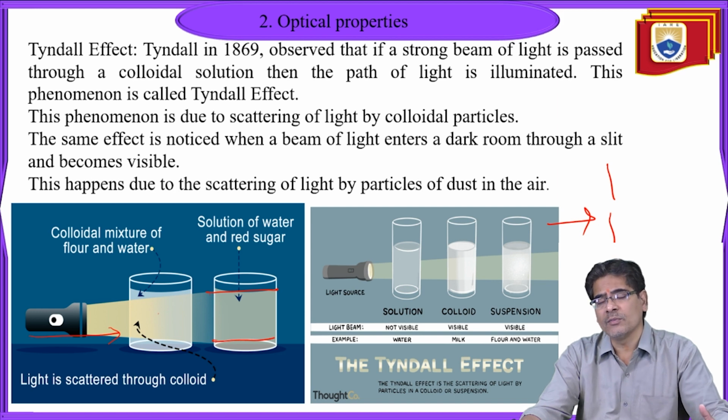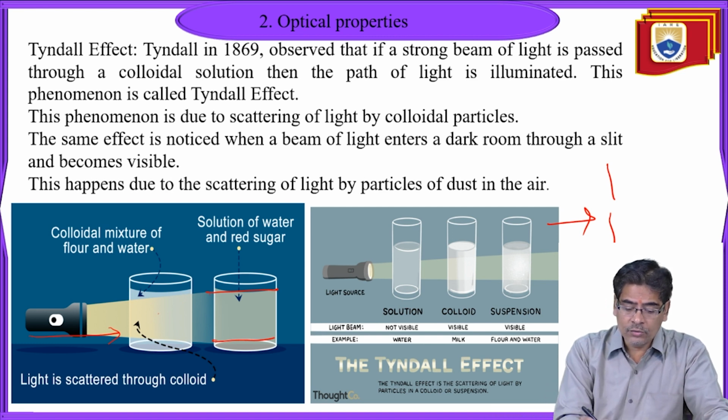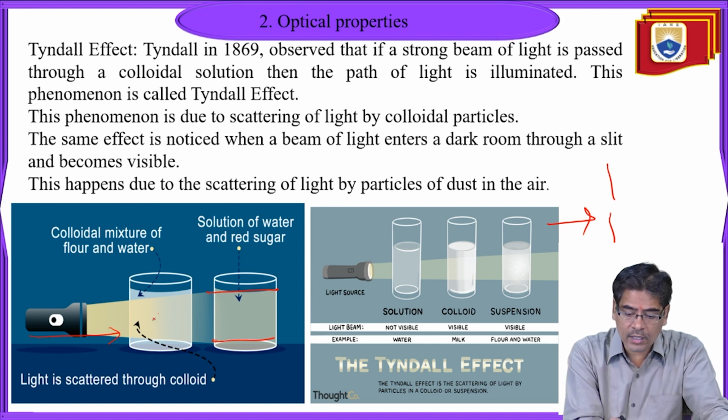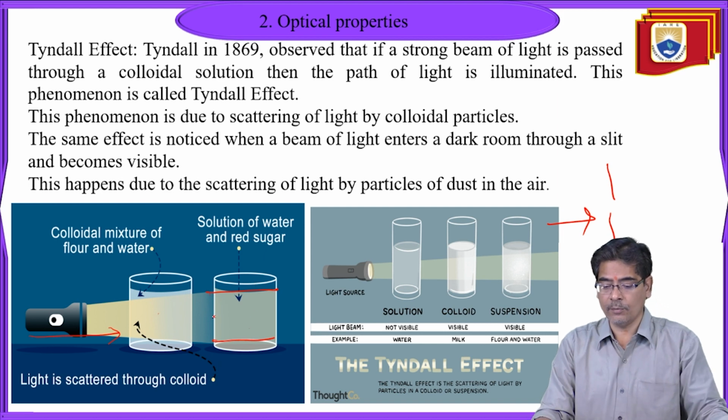This happens due to scattering of light by particles of dust in the air. So the light is scattered in this colloidal mixture of fluorine water and a solution of water and red sugar. This is the Tyndall effect, which is the optical property.